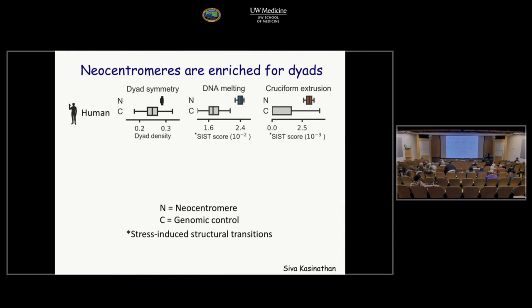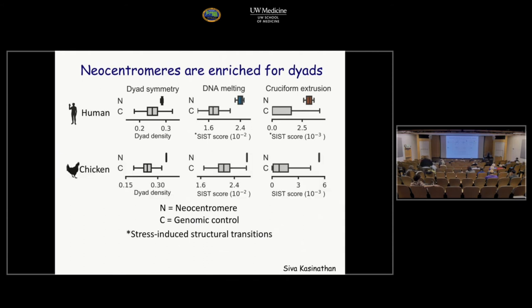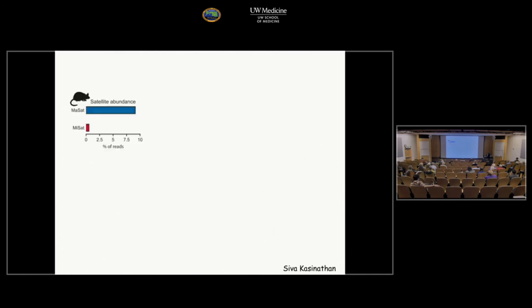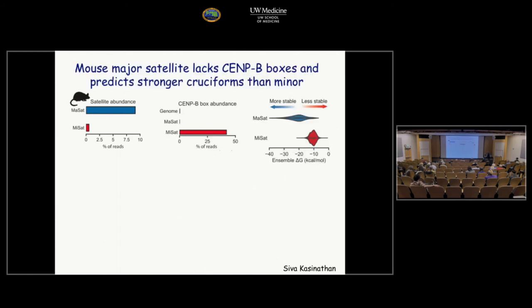And then chicken neocentromeres, which are quite common, turn out to be off the chart. So we have a commonality of these foldbacks. Okay, what about mice? Mice have two satellites. They have a major satellite, which is about 10% of the genome, and then there's a minor satellite where the functional centromere is, and they also follow this rule because the minor satellite has CENP-B boxes and weak foldback potential, whereas the major satellite has no CENP-B boxes, and it's more stable.